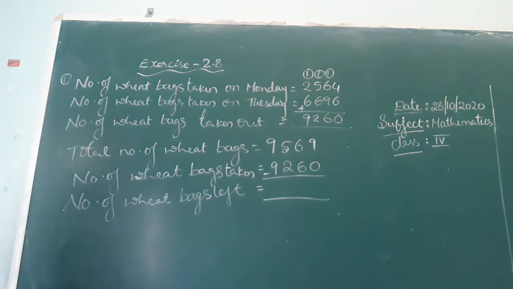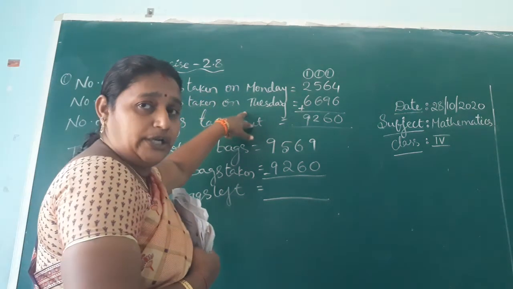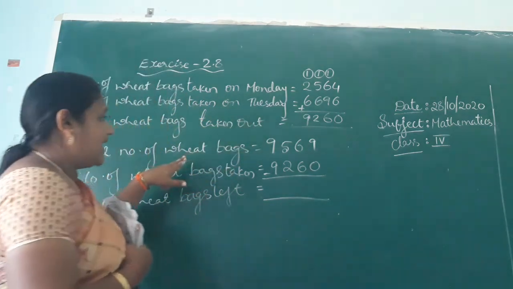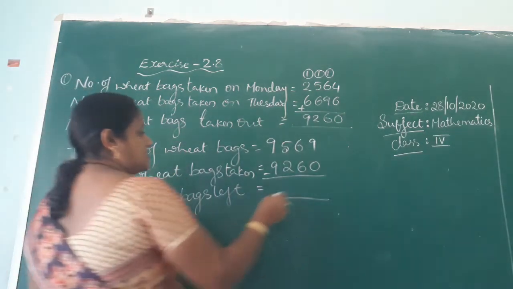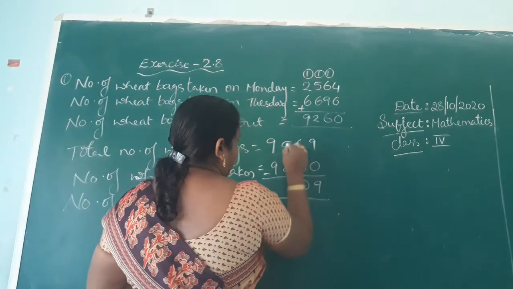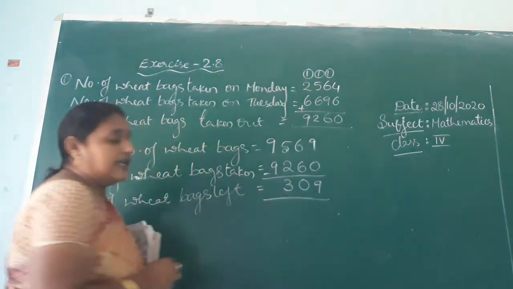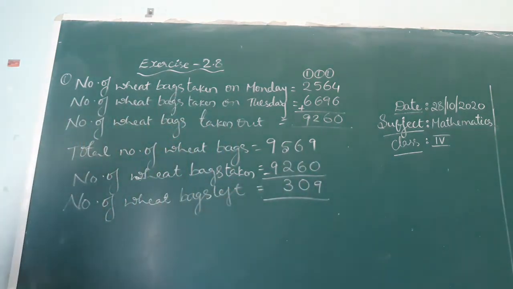They are asking. Okay, first you have to find how much was taken on Monday and Tuesday. Find the total and subtract that amount from the total number of bags. Okay, 9 minus 2, 9, 6 minus 6, 0, 5 minus 3, 2. 309 wheat bags were left in the godown. Okay. See the next sum.